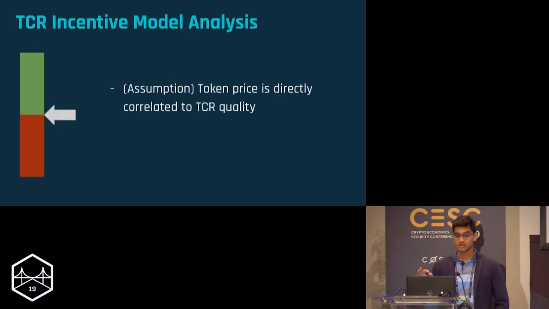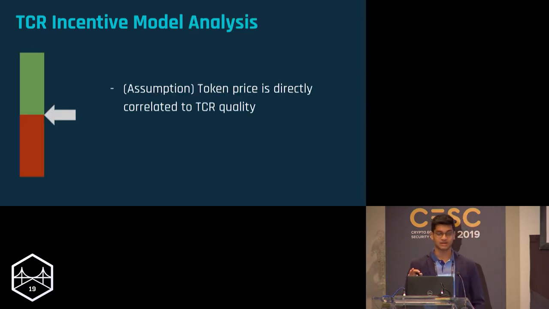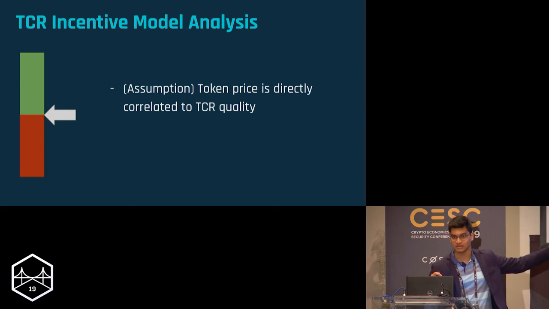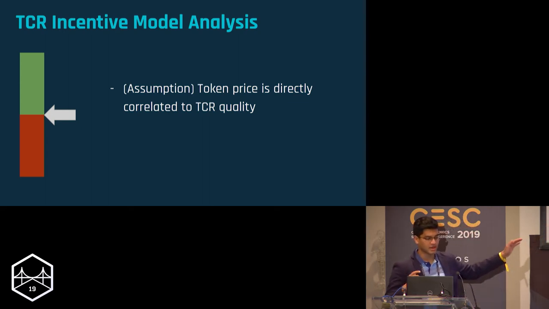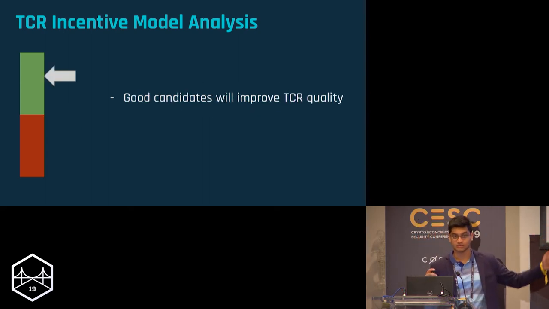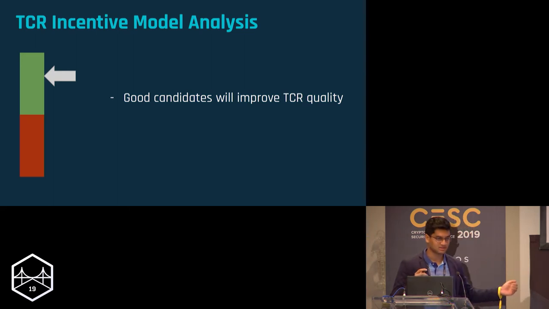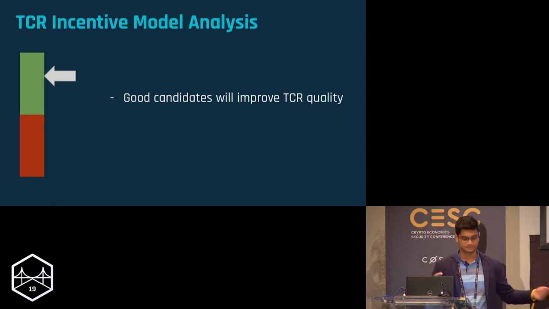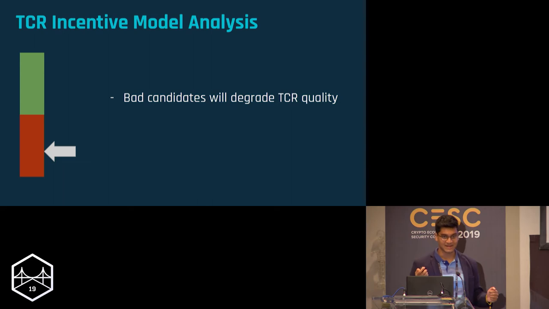So with the assumption that token price is directly correlated with TCR value, let's say this is the base quality of the TCR, which is also an indicator for the price of the token. And we have a good candidate that improves the quality of the TCR, then this candidate should be accepted. And similarly, if we have a bad candidate, this candidate should be rejected because the quality of the TCR is degraded.